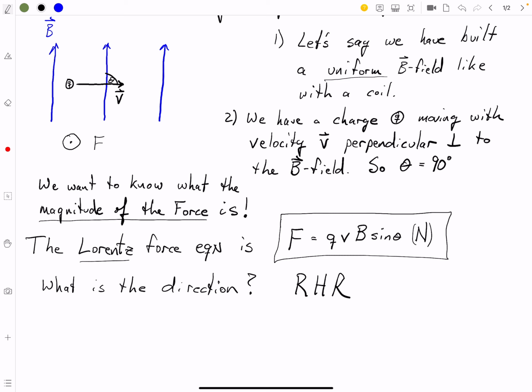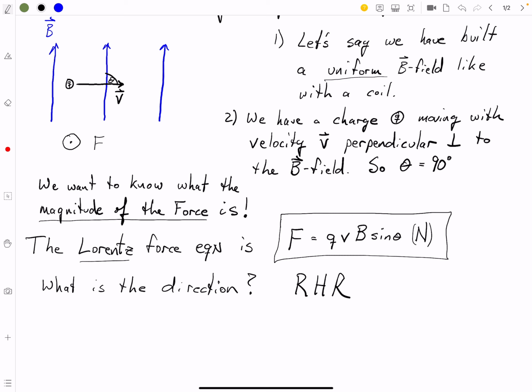So what I have here is, I think, what they have in the book. So you place your fingers along B, your thumb along V, and then your palm points in the direction of F. Or if you were to curl your fingers, you would notice that your fingers curled upward and therefore out of the page, and therefore you still get this. So I kind of like my version. So here's my version.